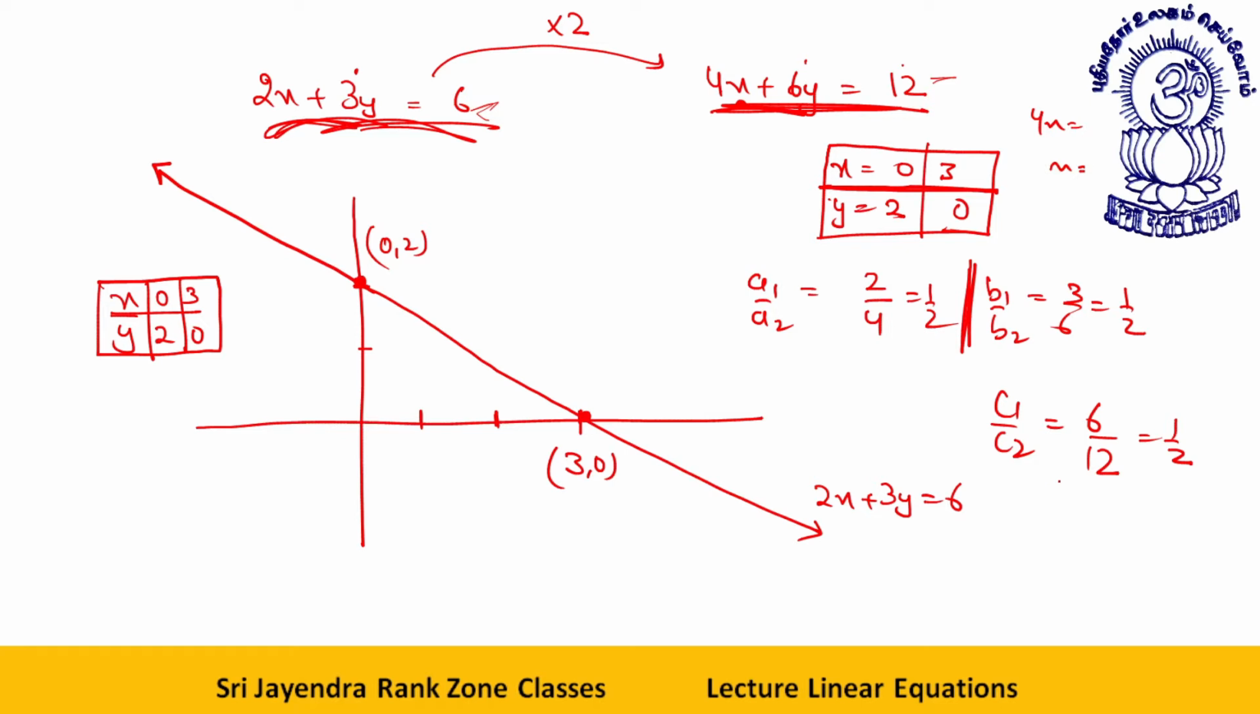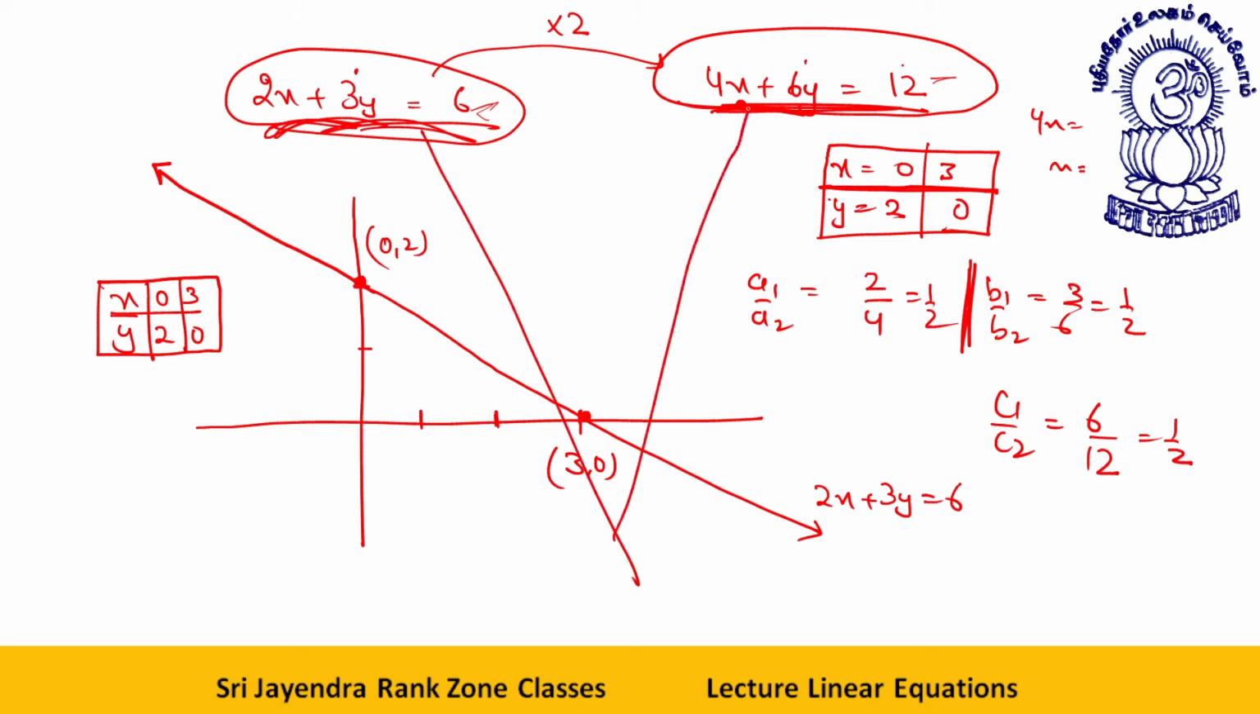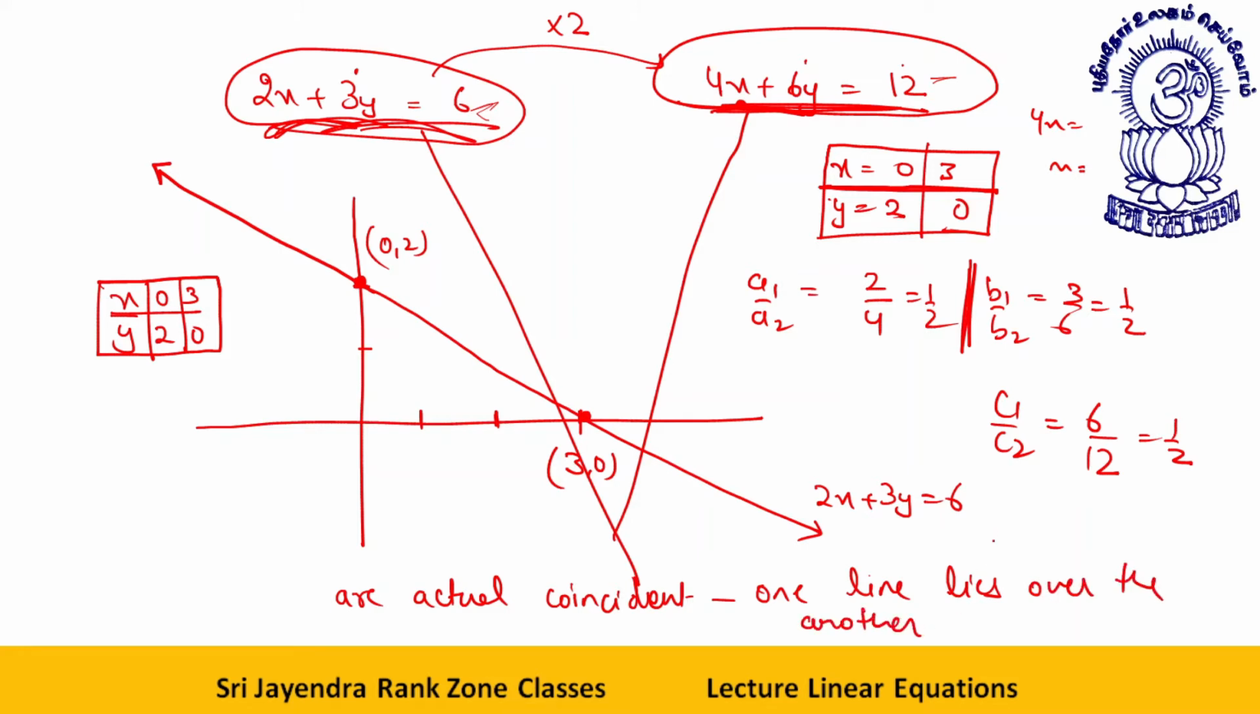So what I can say, my dear students, is that if I write a line like this, and I say these are two different lines, but they pass through the same point, it means these two lines are actually coincident, or one line lies over the other.